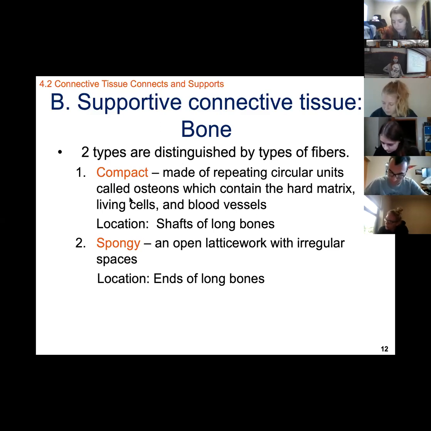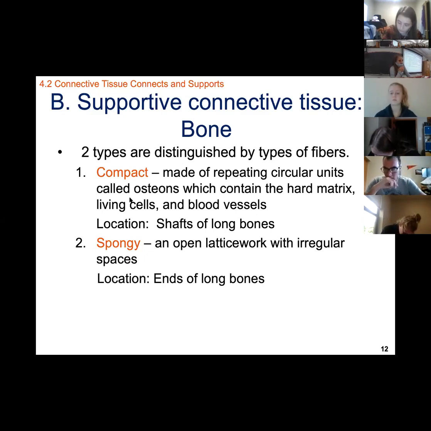Spongy is an open lattice work with irregular spaces. This is at the ends of long bones. So this is kind of where a long bone is going to meet up with your wrist or your hand or your ankle or your knee. So towards the end of your bone, you get that spongy lattice, irregular spaces. This is also why breaking a bone in the middle of your leg is very uncommon.